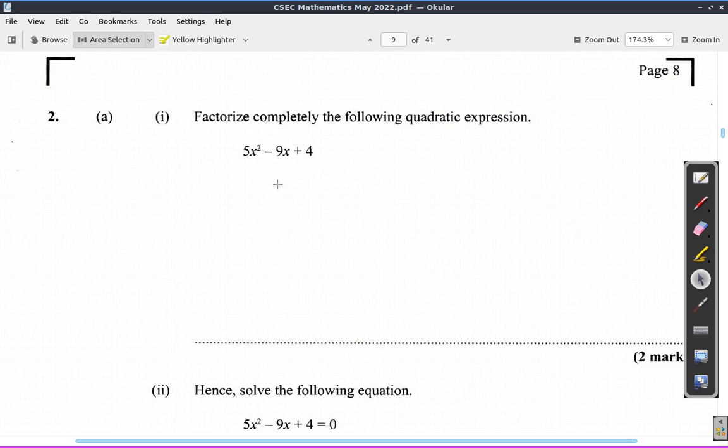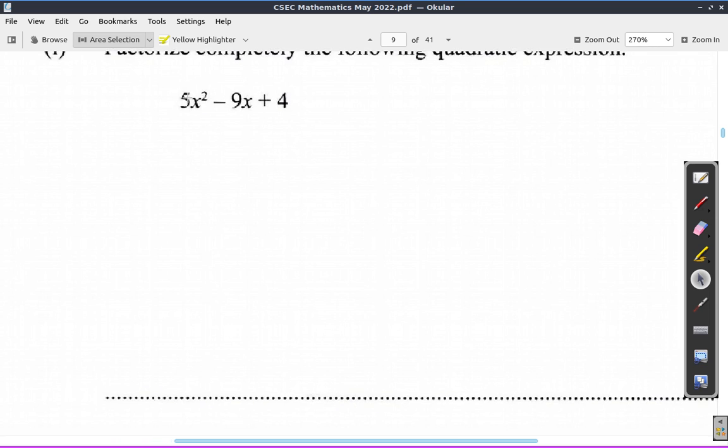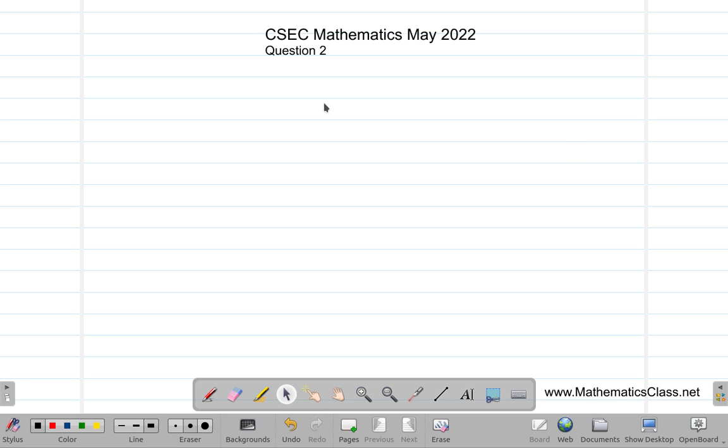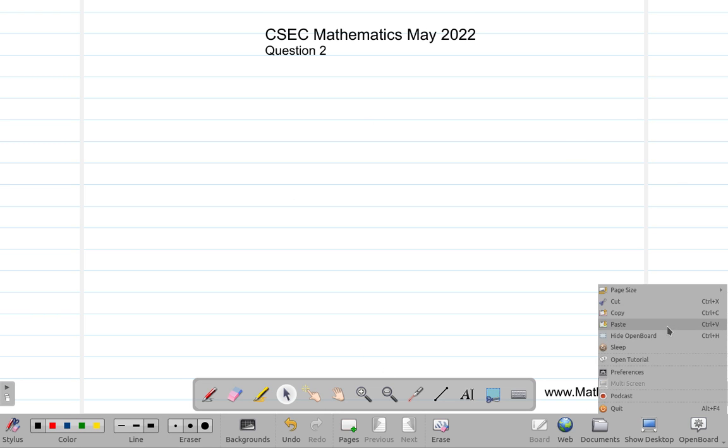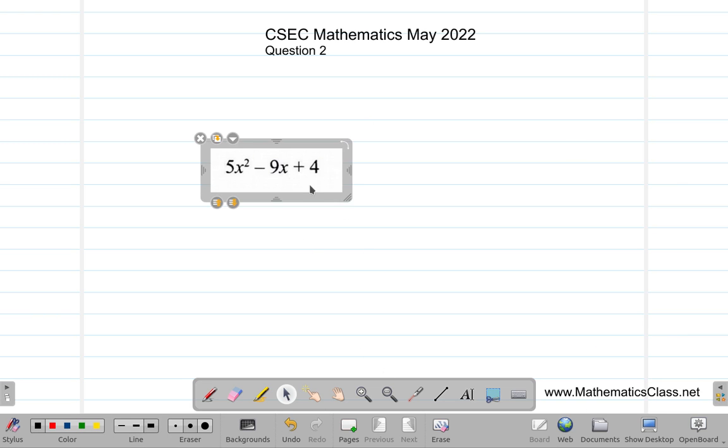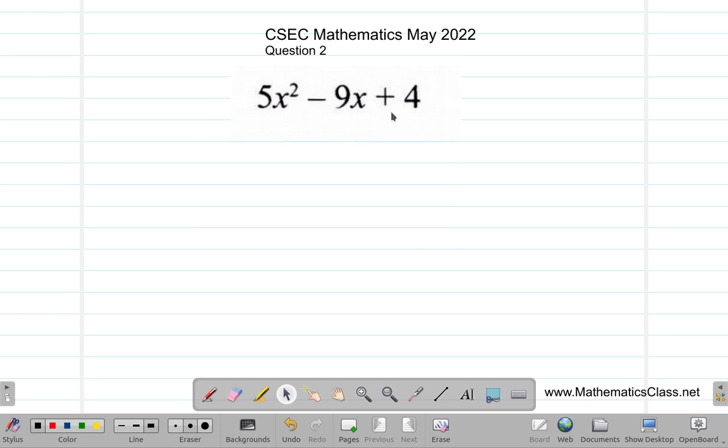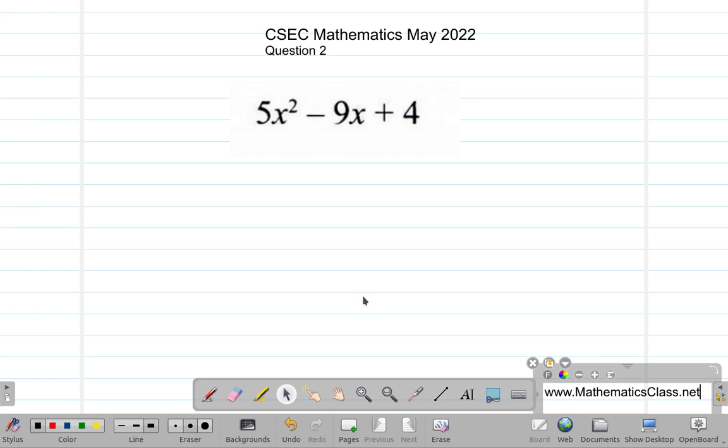So, let's see what's going on. First of all, let me copy the expression and put it over to my whiteboard. Ready? Good. So you're supposed to factorize this expression here. Let's see what's happening. Here now, we're going to use what is called the AC method.